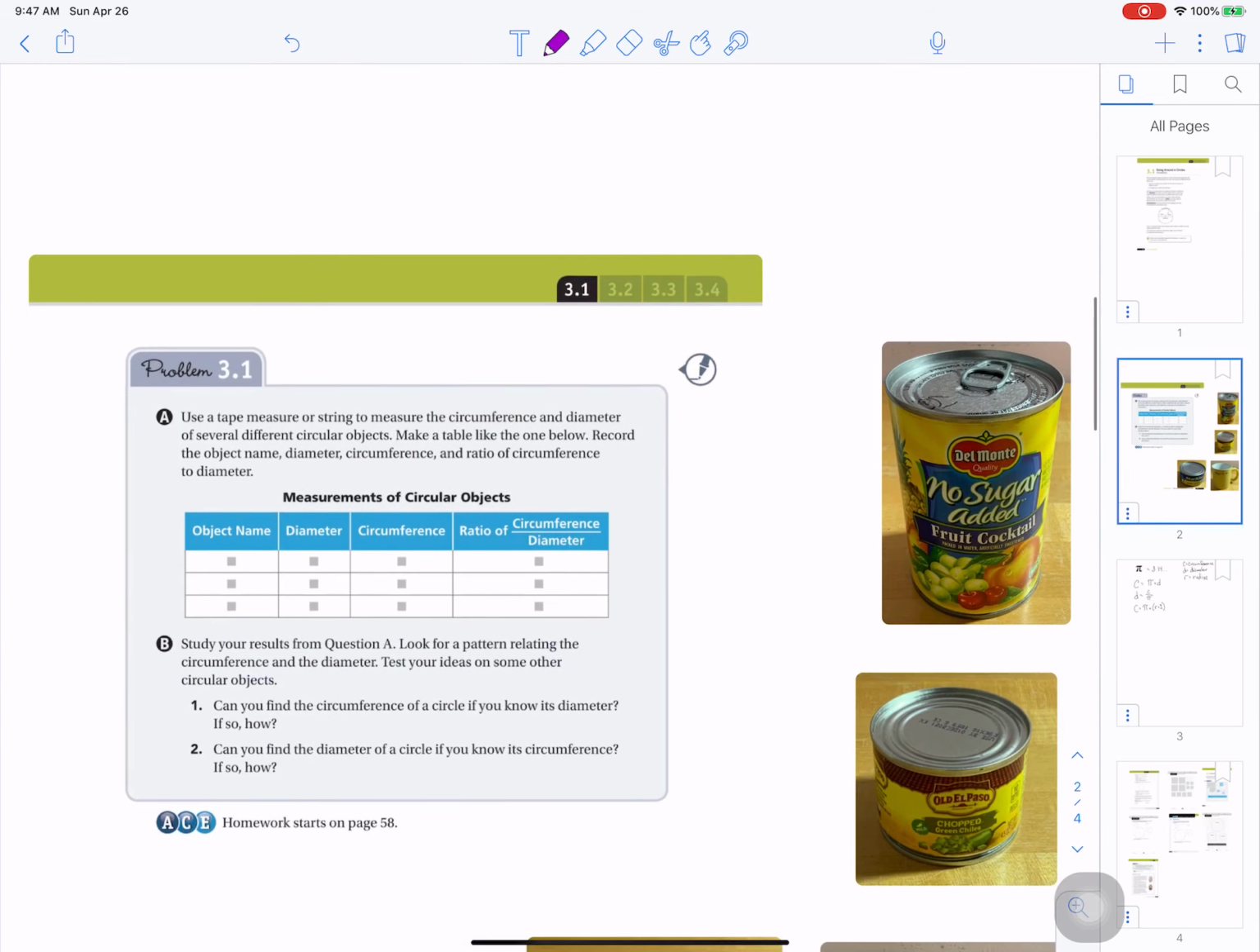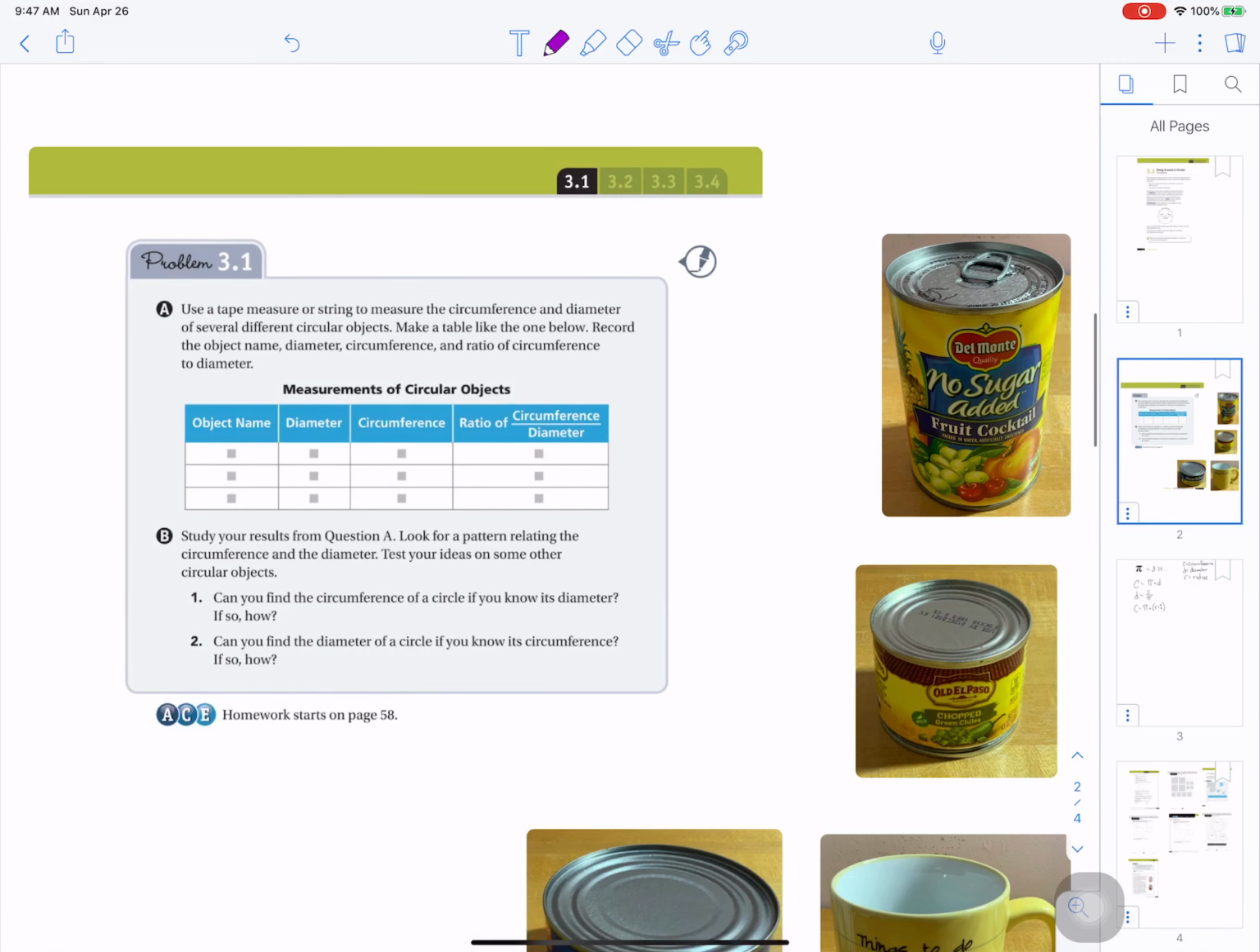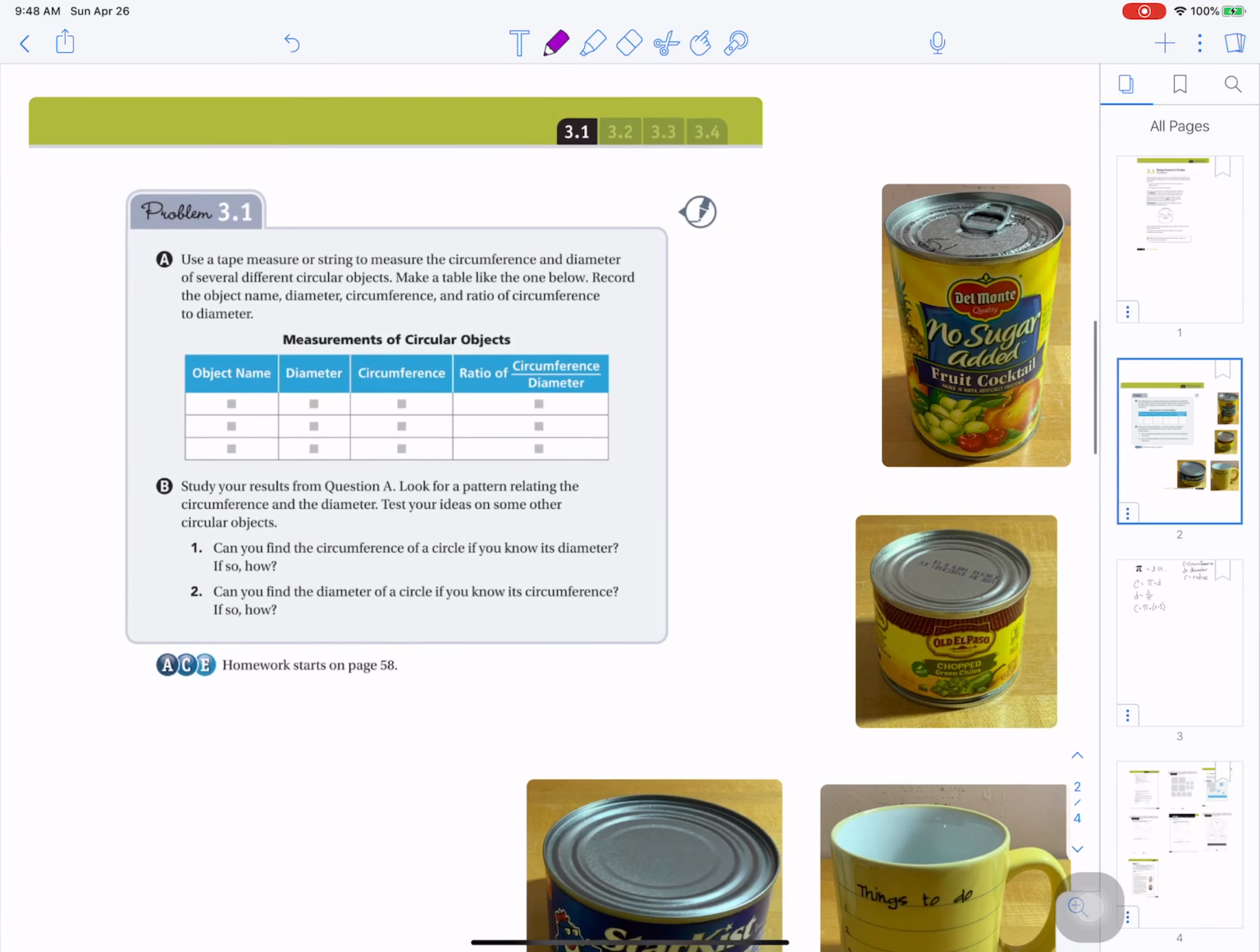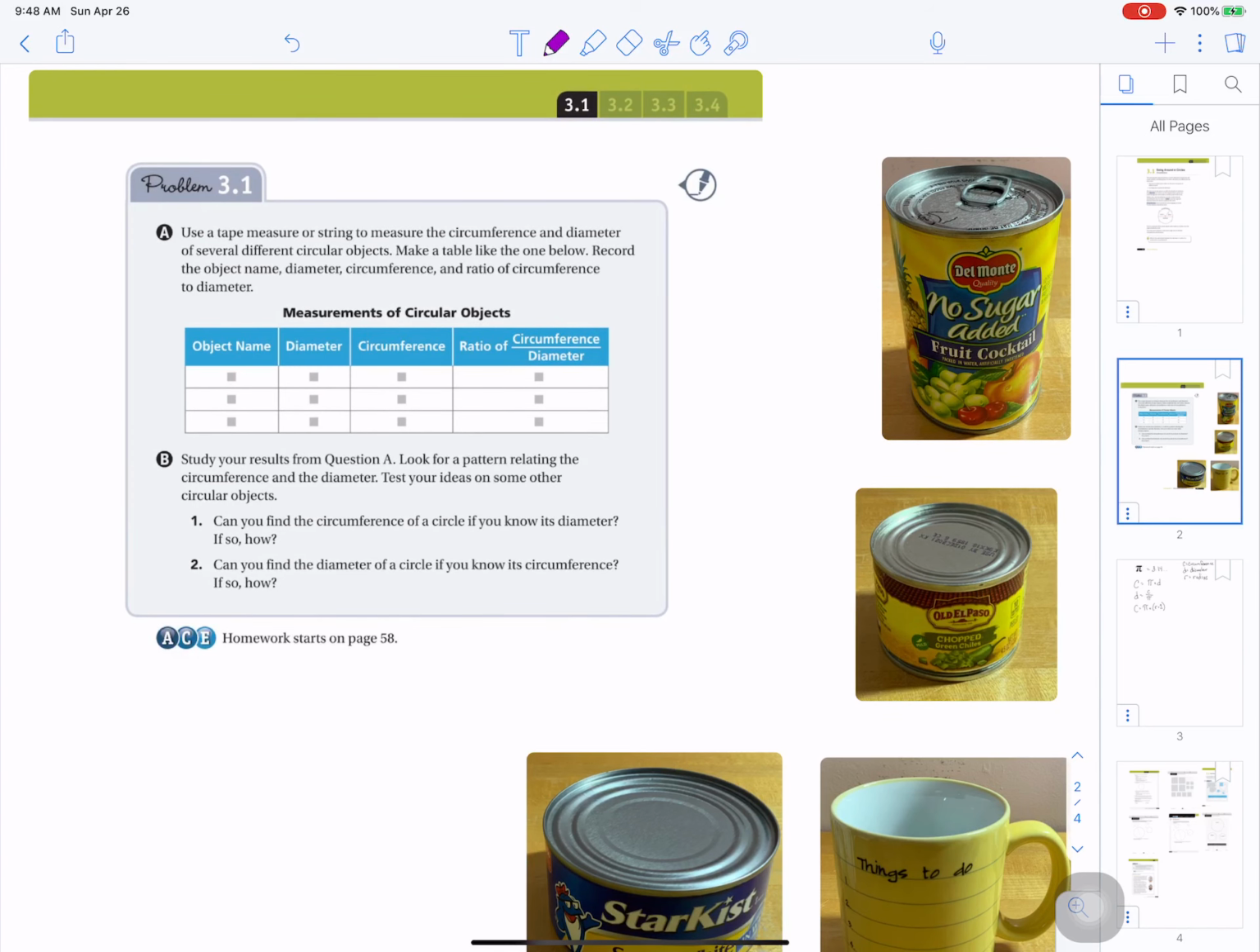So let's go at it. Using your tape measure or string, you're going to find, I'm going to say 4 objects in your house to measure. And you're going to create this table right here. Now, because of what's going to happen later in the week, I would recommend adding this extra column here. And that column should be labeled height.